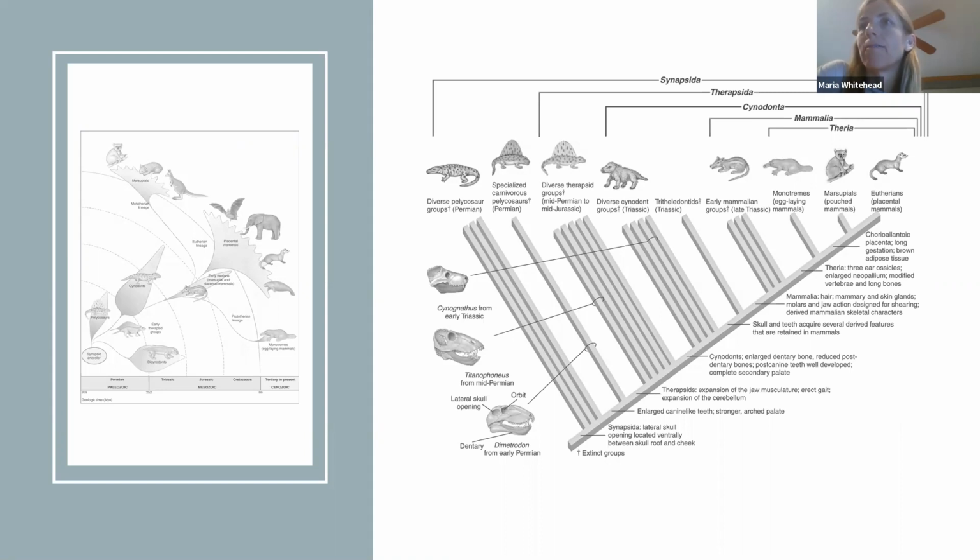a pinna that funnels sound waves into the ear, so our earlobes. The loss of the right fourth aortic arch in the heart, as well as non-nucleated red blood cells. And then also a muscular diaphragm that separates the thoracic and the abdominal cavity. So some of the unique characteristics we see in mammals. There are about 5,700 species of mammals known to inhabit the world.